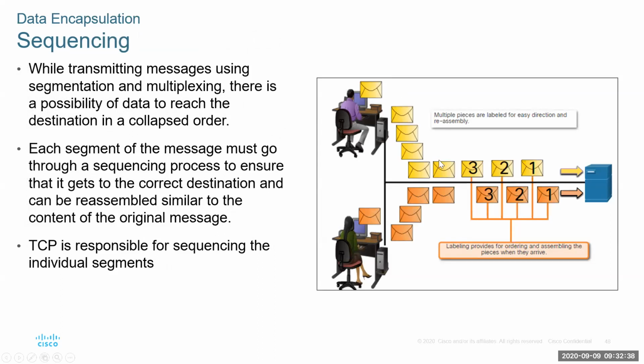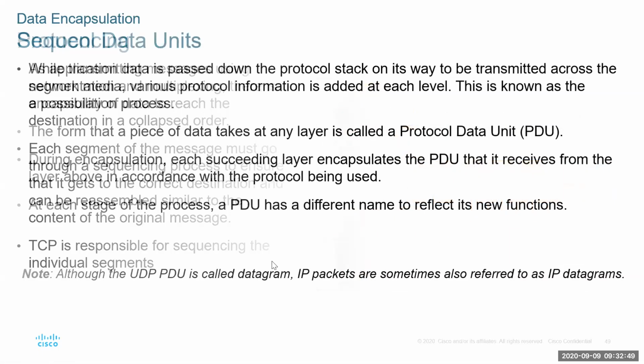So sequencing, again, you can send these packages out. They mark these as label 1, 2, 3, and they may arrive in a completely different order, but you can then reassemble them on your side to make sure that they're put back together in the right order.